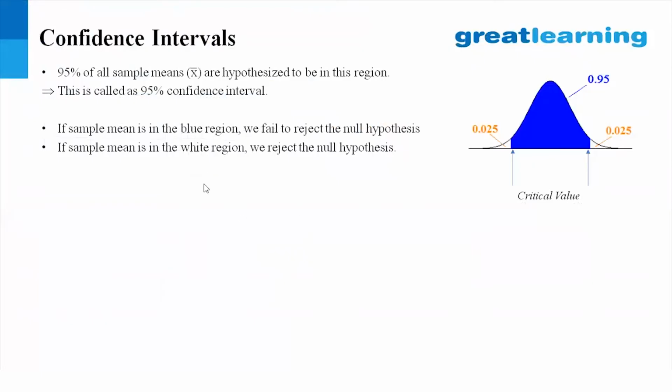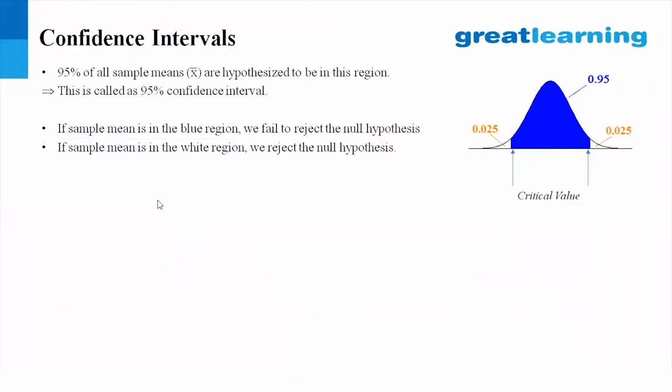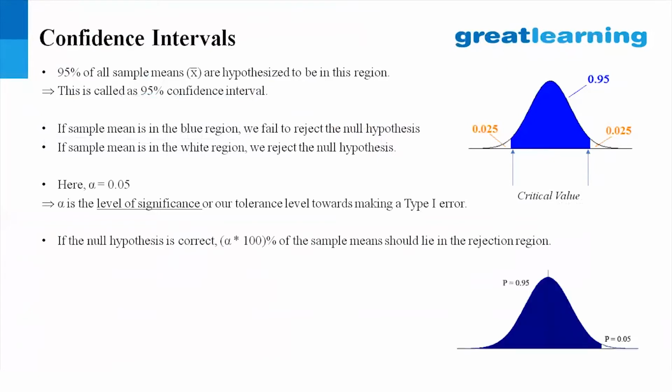If the sample means that you're calculating fall outside of those values, lesser than 585 or more than 615, in that case you reject the null hypothesis because your values will fall in the white region. Like I told, alpha is the level of significance, or the tolerance level towards making a type 1 error. And the same thing applies if you want to do it for a one-tailed case.